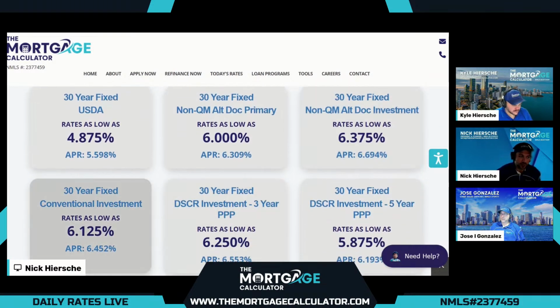Remember, there are no government programs, so no USDA, FHA, or VA, but we do have conventional for investment properties, coming in at a 6.125 rate today, final APR 6.452. And notice that's a touch cheaper than AltDoc, which is typical, and also a touch cheaper than our favorite program, DSCR, with a 3-year prepay.